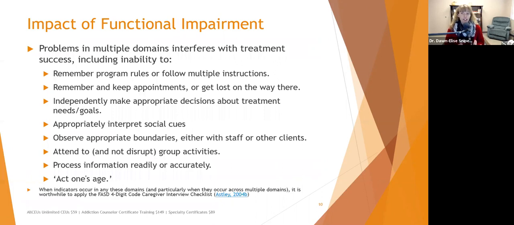They may have difficulty appropriately interpreting social cues, which can impact them in the work environment, and in the social environment. It can impact them even just with neighbors. Helping them become more adept at interpreting social cues is important. It may be difficult for them to observe appropriate boundaries either with staff or other clients or other students. They may be more touchy or may have difficulty especially with physical boundaries than other people do. They may have difficulty attending to and not disrupting group activities because they process more slowly. They may get bored, they may get restless, they may start asking a bunch of questions because they get lost. They have difficulty processing information readily or accurately and acting their age.